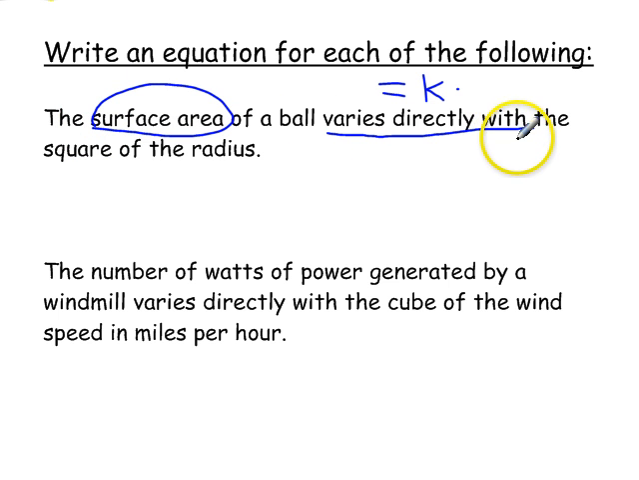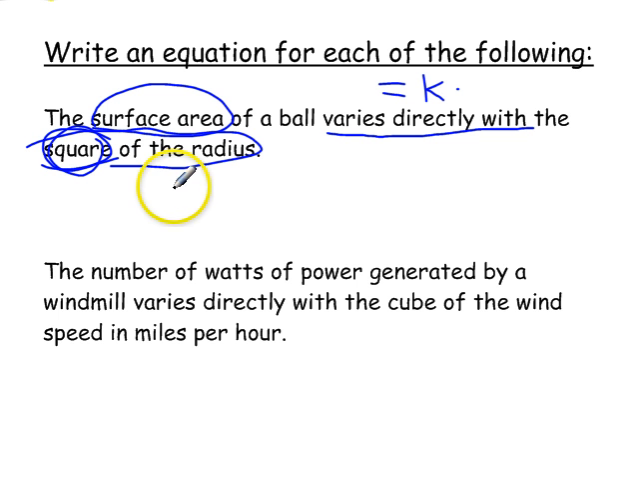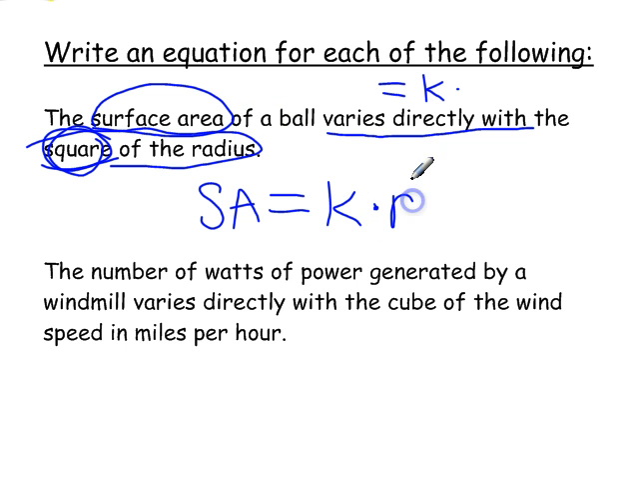And then we look at what does it vary directly with? Well, it varies directly with the square of the radius. Because we see that square there, we know it's the radius squared. So first we write what's varying, surface area. So surface area varies directly with equals k times, and what does it vary directly with? The square of the radius. So that's r squared.